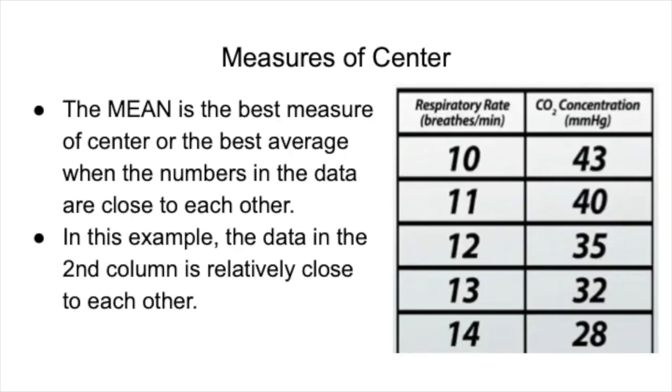The mean is probably the most familiar measure of center, and it's the best measure of center, or the best average, when the numbers in the data set are close to each other. In this example, notice how the data in the second column, all of those numbers are relatively close to one another.